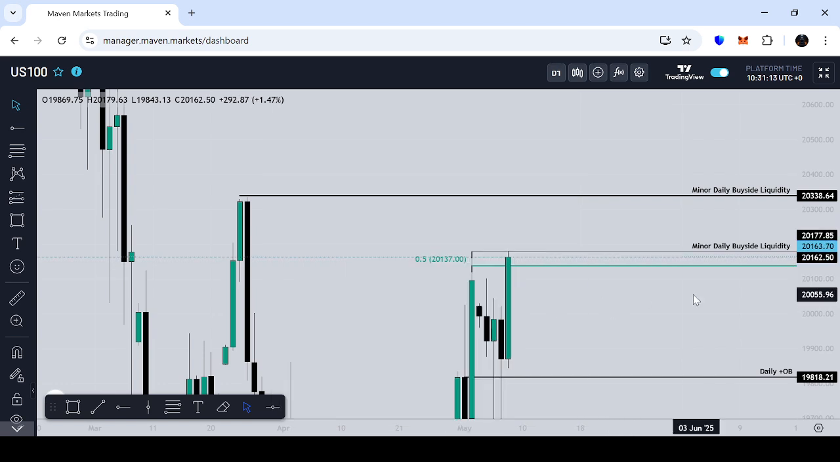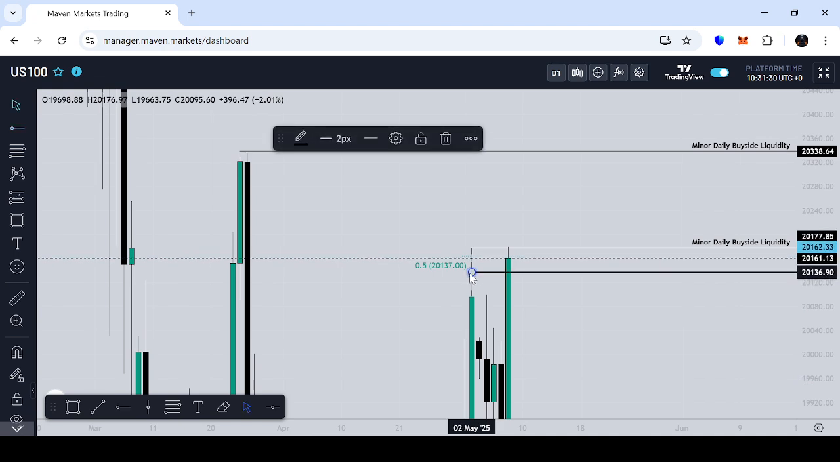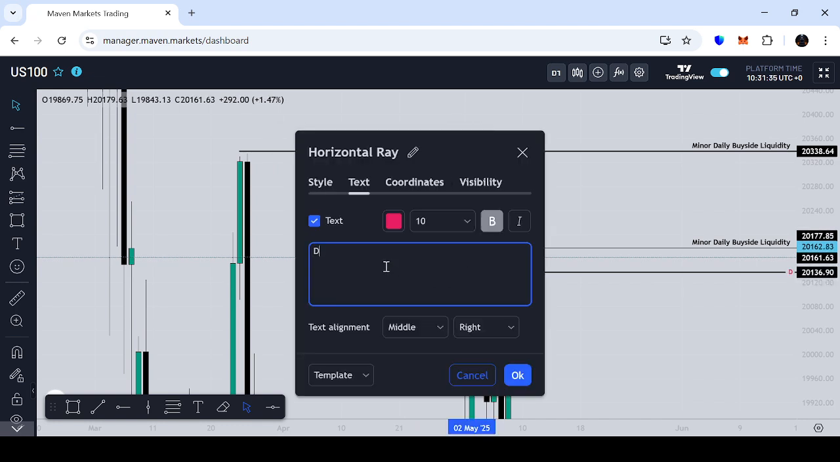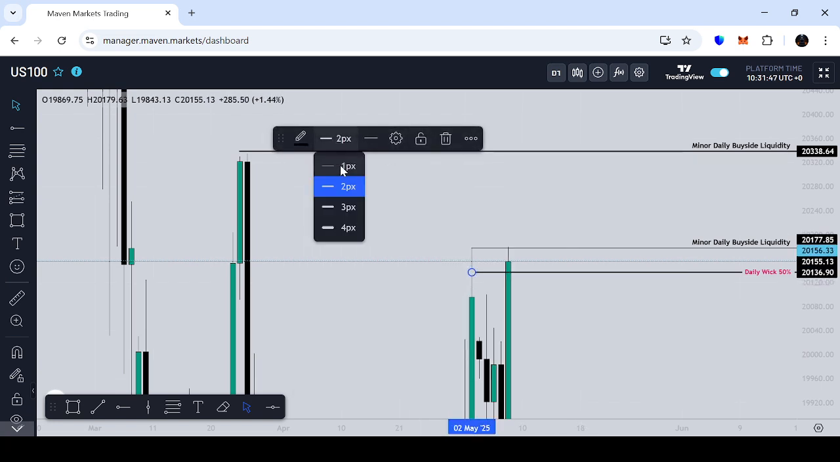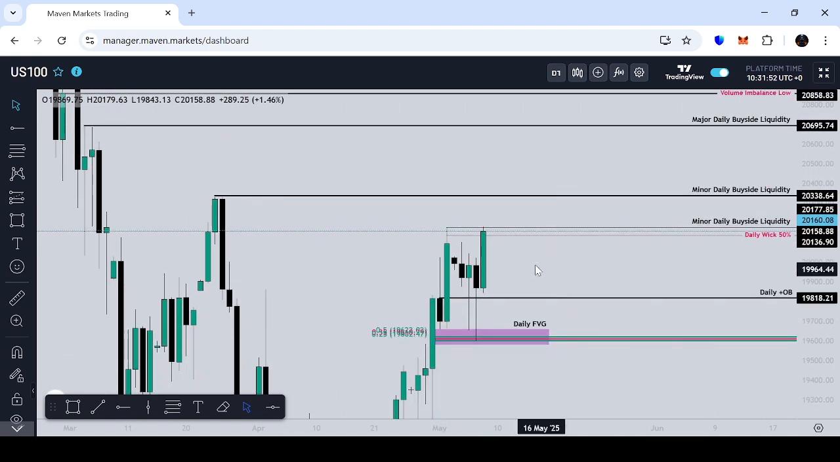That's the 0.5 level. That's the half of this week, this daily week here. 50% of it is a major premium or discount area. It's also a PD array. You can remove your Fibonacci. Here is the daily week 50% level. That's the daily week 50% level. That's for daily time frame.